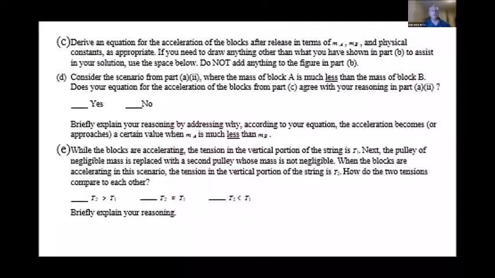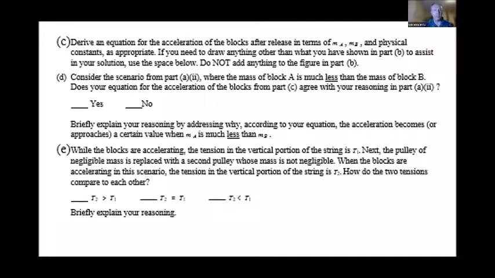All right. So we're back to another derive equation question here. Derive an equation for the acceleration of the blocks after release in terms of MA, MB, and physical constants as appropriate. If you need to draw anything other than what you've shown in part A to assist in your solution, use the space below. Do not add anything to the figure in part B.